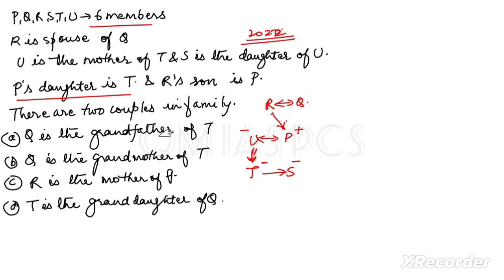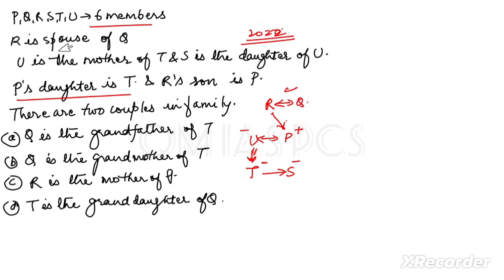Okay, one couple, two couples are there. Anything else? 1, 2, 3, 4, 5, 6. Yeah, fine. So based on this relation tree, we can find that Q is the grandfather of T. Q is a grandparent, but we don't know the gender of Q. Okay, we know Q is the grandparent of T. That's fine, but we don't know whether grandfather or grandmother.